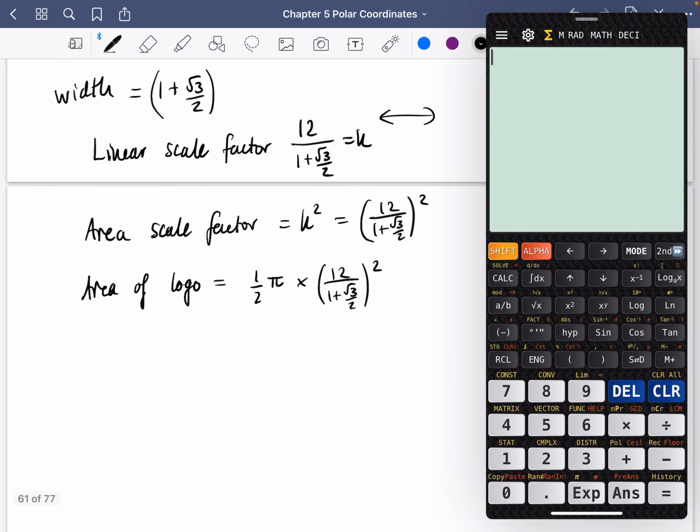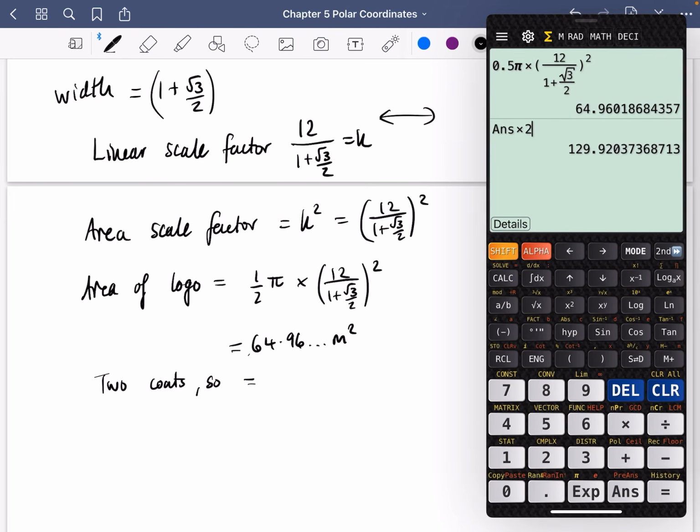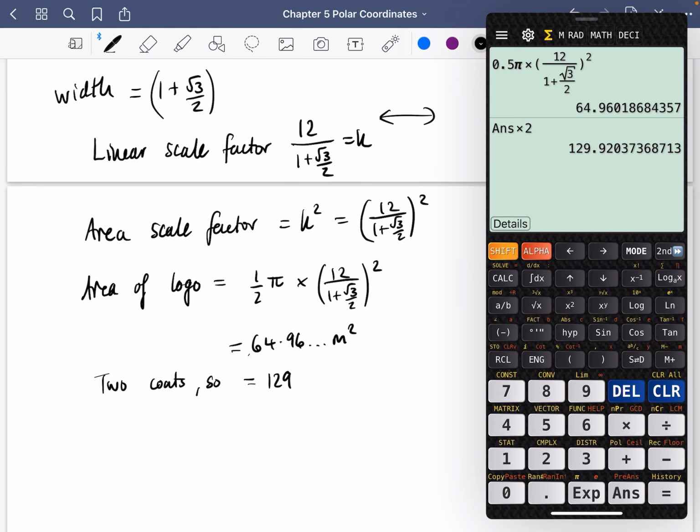So let's just figure out what this is going to be. We're going to have a half pi multiplied by 12 over 1 plus root 3 over 2 all squared. And so we get that it's 64.96 meters squared, but we want 2 coats. So we need that multiplied by 2. So we need 129.9 meters squared of paint. I'm going to just get rid of that equal sign, it's not really needed.